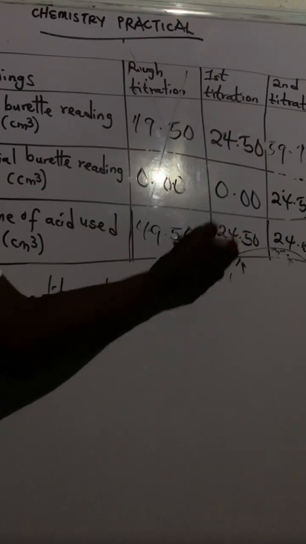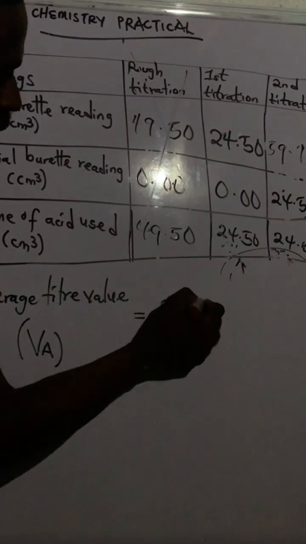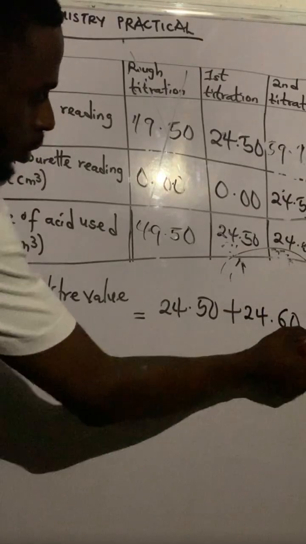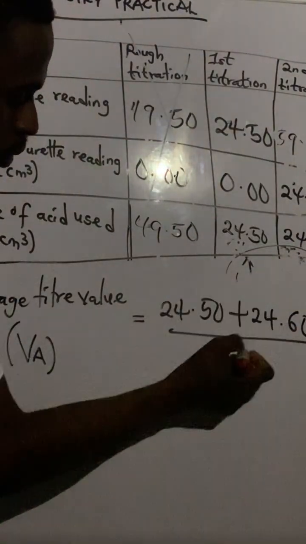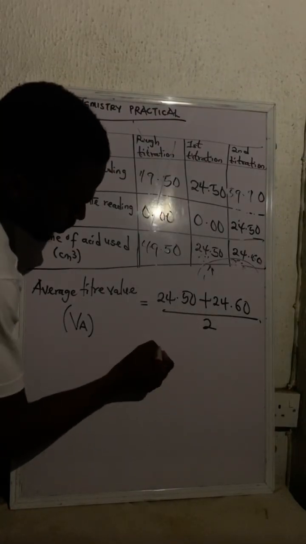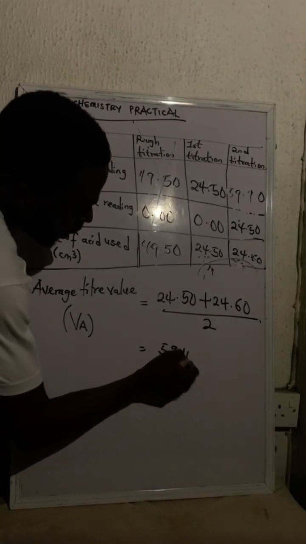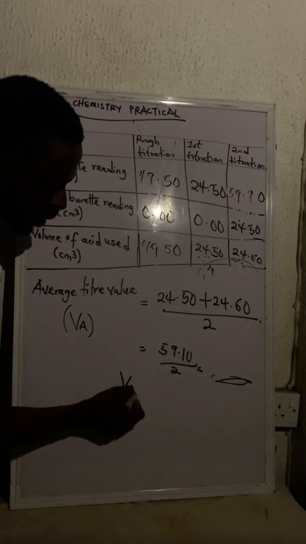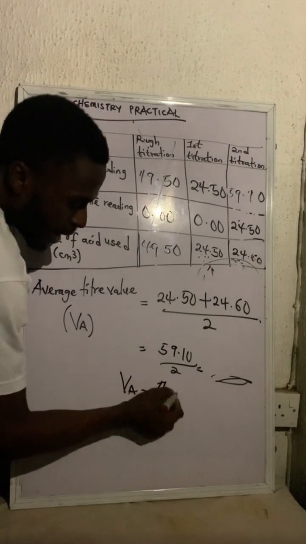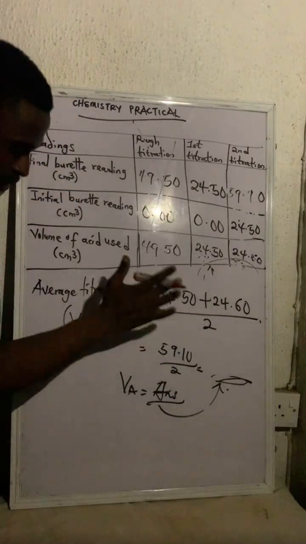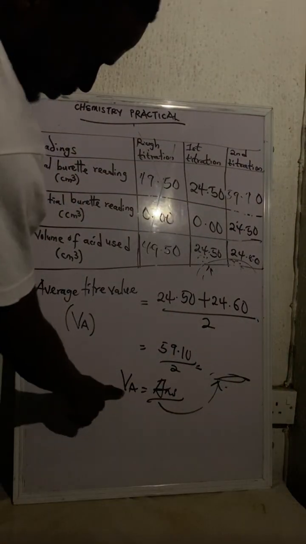Just use the values for the first titration. So you say 24.50 plus the second one, 24.60, divided by 2, since there are two of them. So if I add the two of them, I'll have 59.1 divided by 2. If I do it, I'll get an answer. This answer is the VA. The VA is the answer that I get in this calculation. You understand? So if I've gotten this answer from this calculation, I've got my VA.